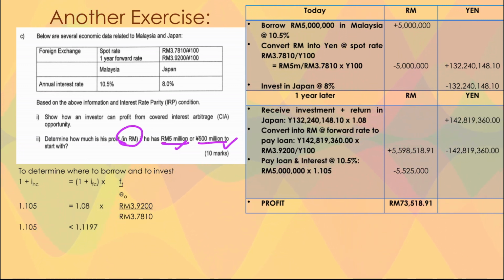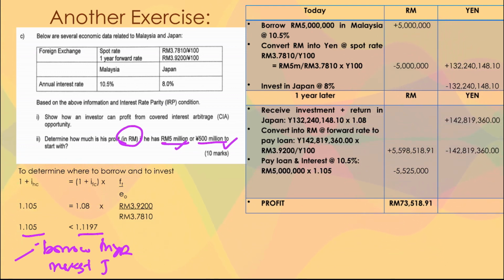So how to choose? You have to borrow at the lower interest rate and invest at the higher interest rate. So when comparing these two values, you have to borrow in Malaysia and invest in Japan. Okay, so let's do the calculation.